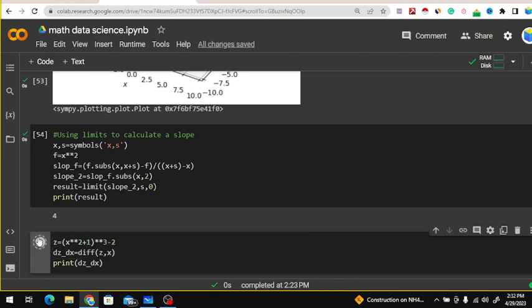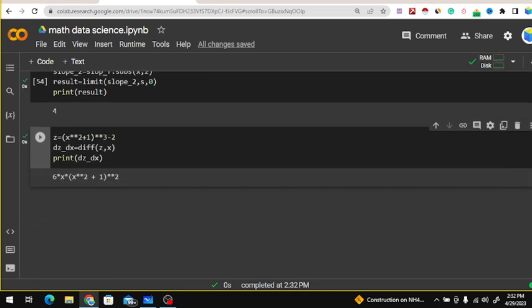So let's see the output we have gotten, just as we discussed. Our derivative looks like 6x over the parenthesis x square plus 1, whole square. I hope this concept is clear now, and you are comfortable solving this type of problem.